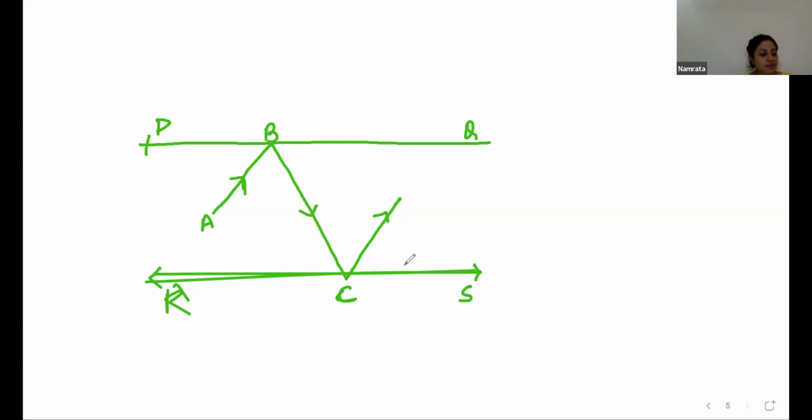So, it strikes the mirror RS at C, and again reflects back along CD. Prove that AB is parallel to CD. We have to show that AB is parallel to CD. Okay, let's see what can be taken over here.